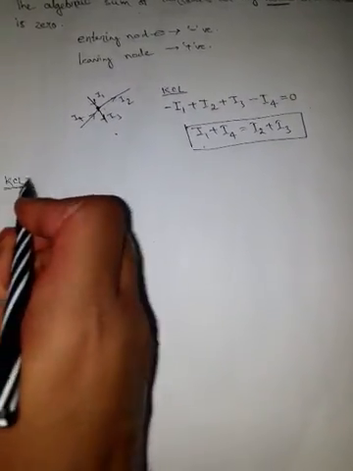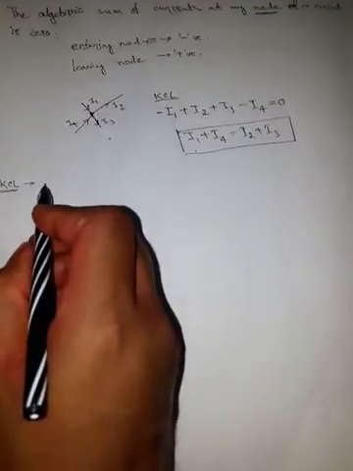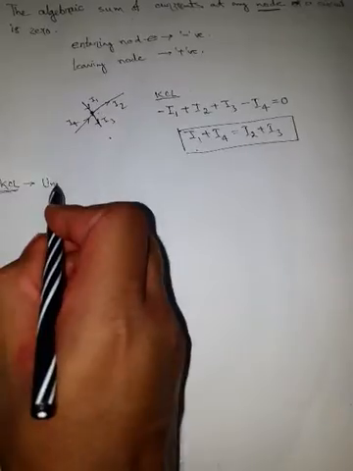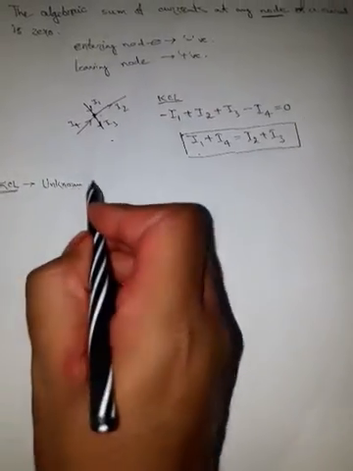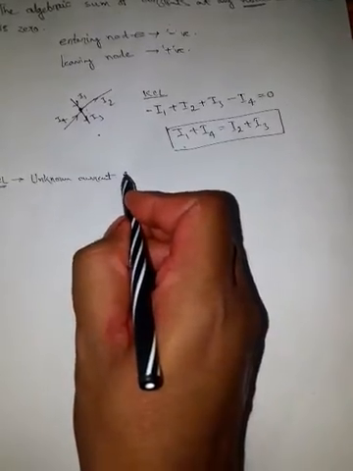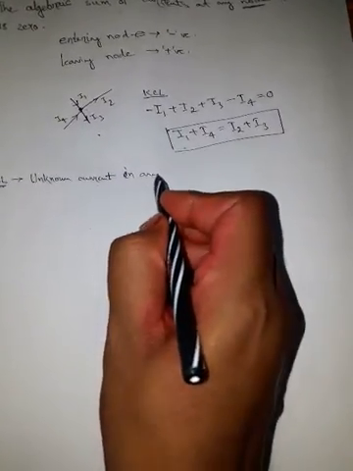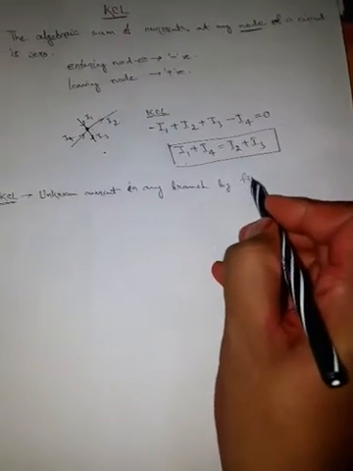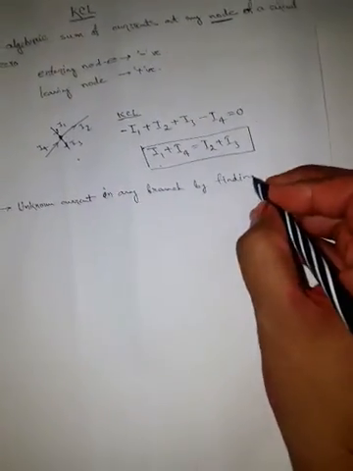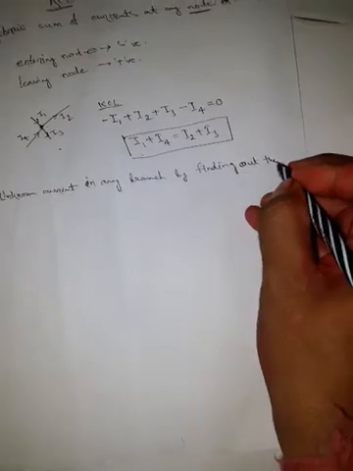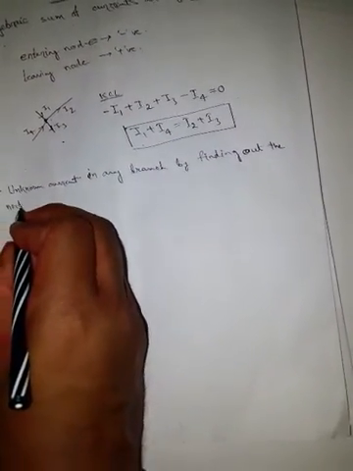KCL is mainly used to find out the unknown current in any branch by finding out the node voltage.